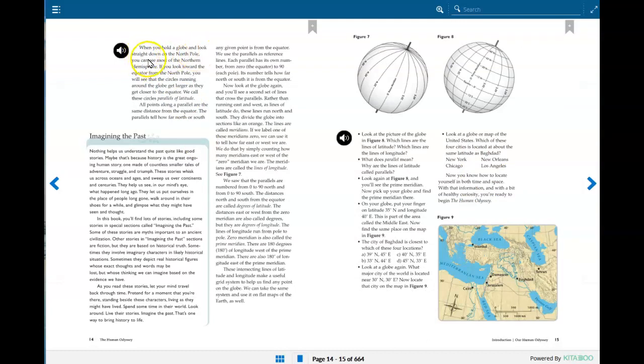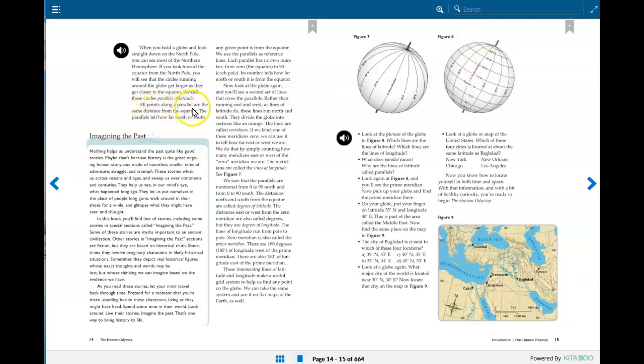When you hold a globe and look straight down on the North Pole, you can see most of the northern hemisphere. If you look toward the equator from the North Pole, you'll see that the circles running around the globe get larger as they get closer to the equator. We call these circles parallels of latitude. So see how these look kind of smaller and then they seem to get bigger as you get to the center? Those are lines of latitude.